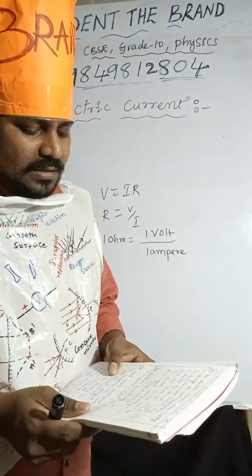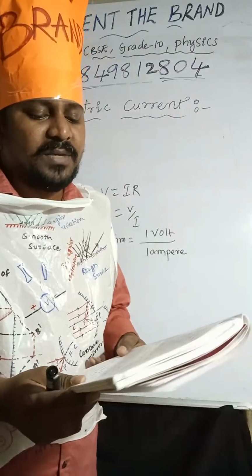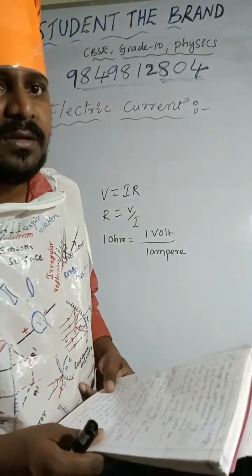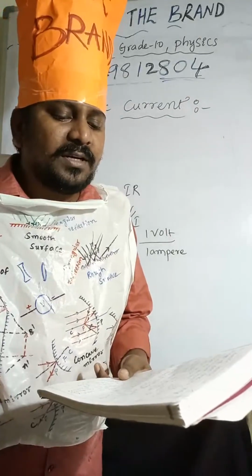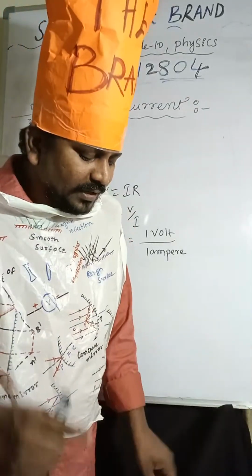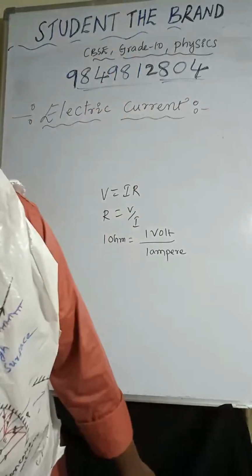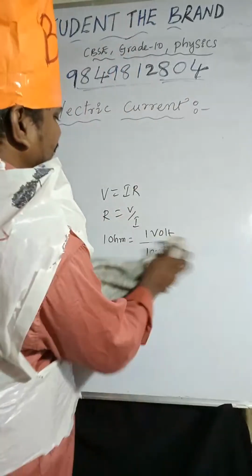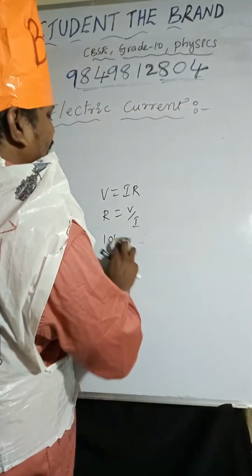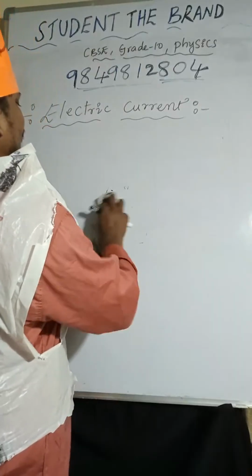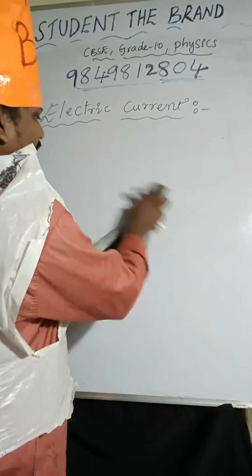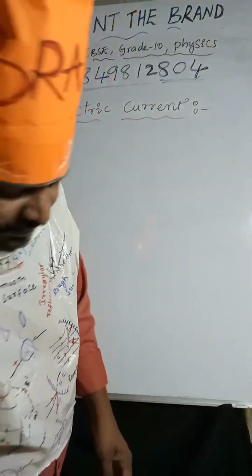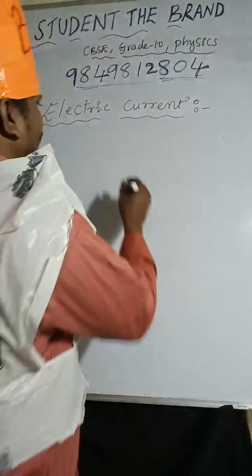Now, define resistivity of a material, give its SI unit. Very, very important. So SI unit of resistivity we'll discuss now. Normally V equal to IR, right?